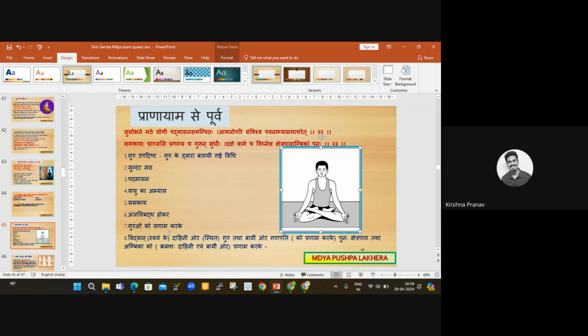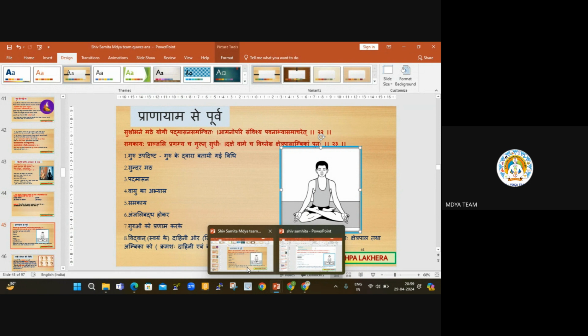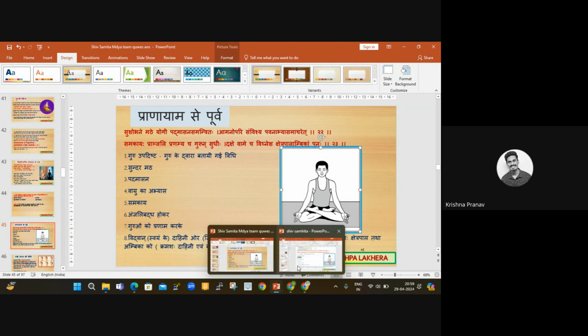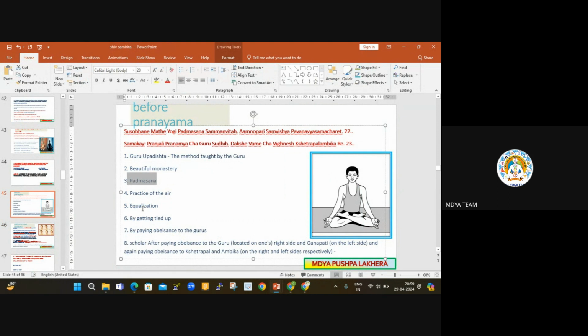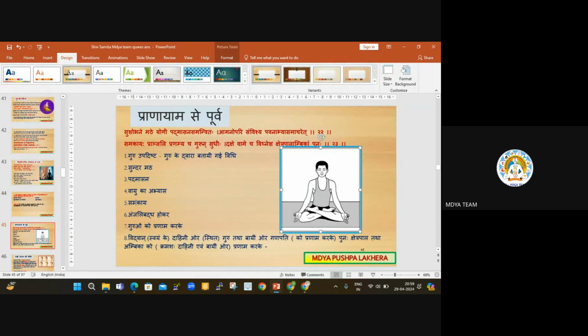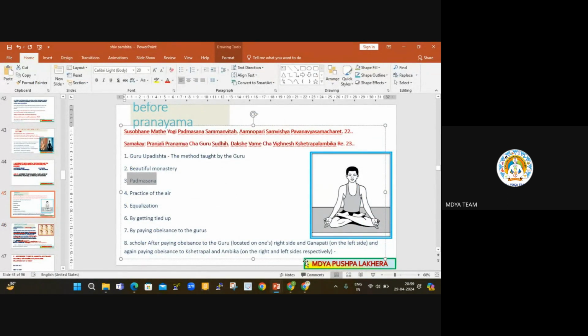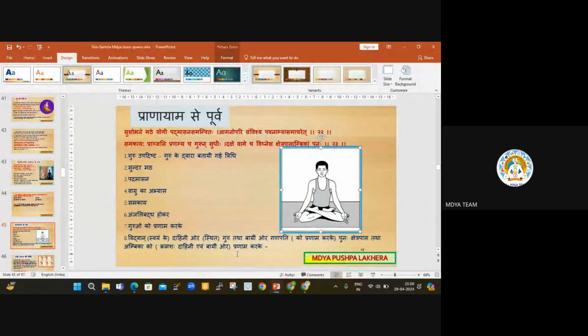Is it Samavritti, ma'am? Samavritti, no. Equalization, I'm asking, ma'am. This one, equalization. Samakaya. Okay, not Samavritti. It is known as Samakaya. But here it is notated Samakaya.